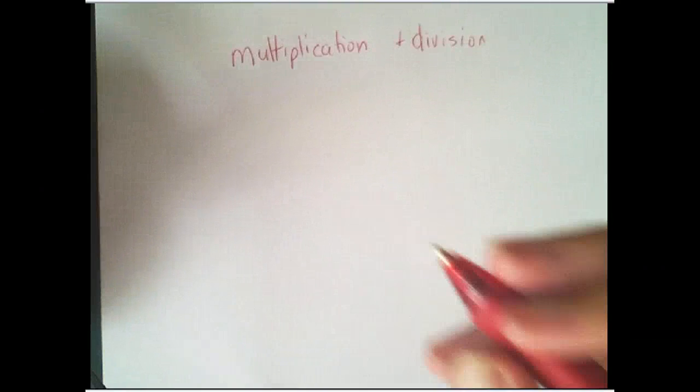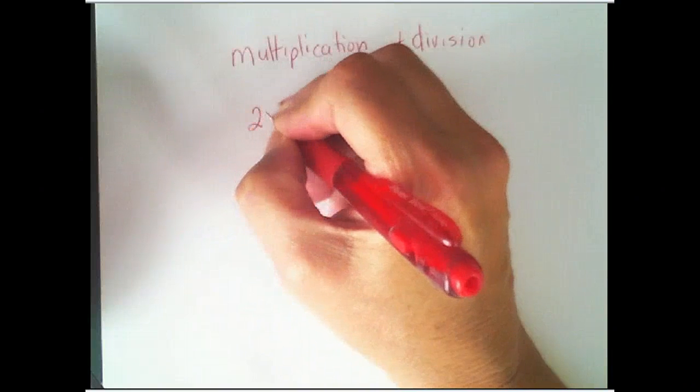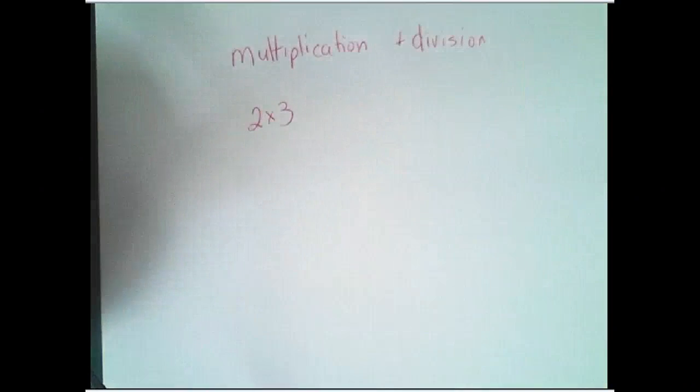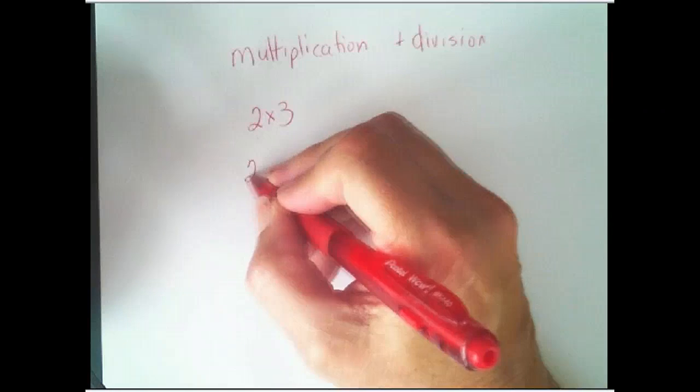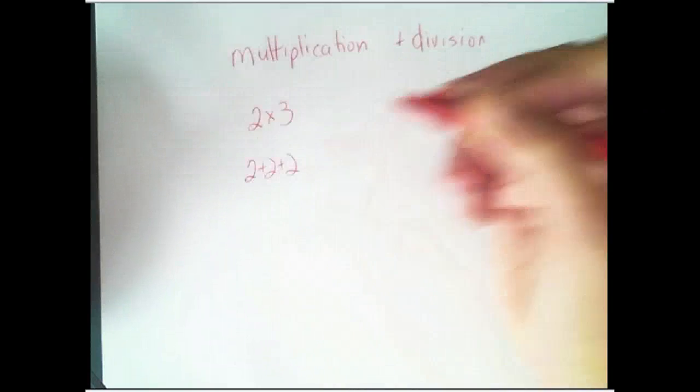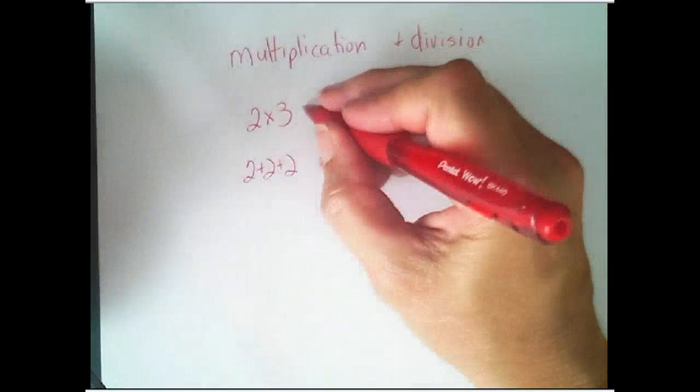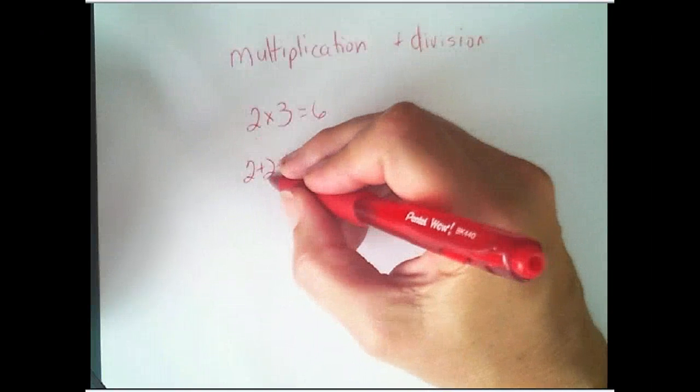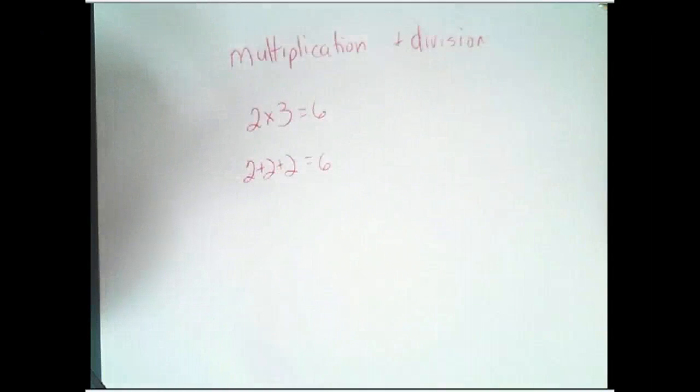For example, if we have the problem 2 times 3, what that means is I'm going to add 2 3 times. 2 times 3 is 6, and 2 plus 2 plus 2 is 6.